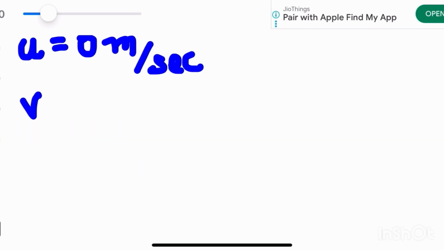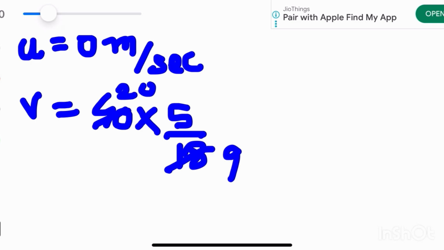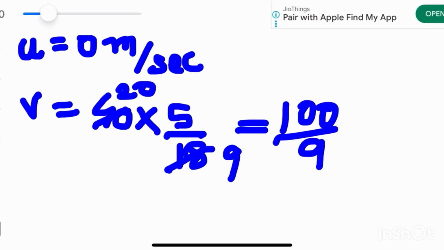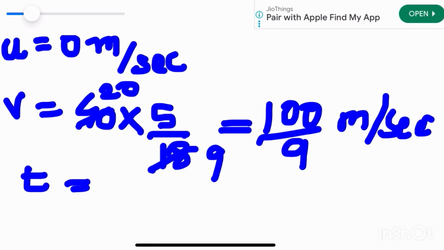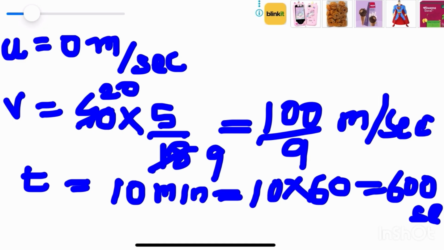Now initial velocity is 0 meter per second, final velocity is 40 kilometers per hour, so multiply by 5 by 18 to convert that into meter per second. Cut with 2, 2 9s are 18, 2 20s are 40. So we'll get 20 into 5, 100 by 9 meter per second. That is final velocity. Now we have time in minutes. Time is 10 minutes. Minutes to seconds, multiply by 60. So we'll get 600 seconds.